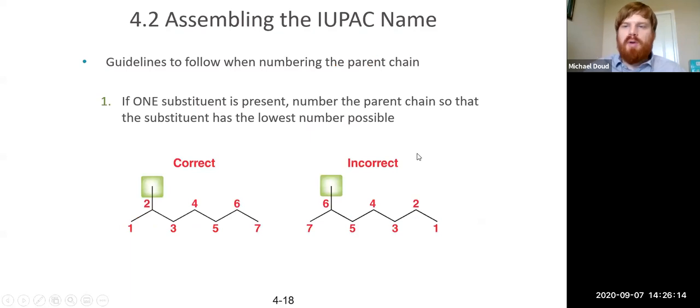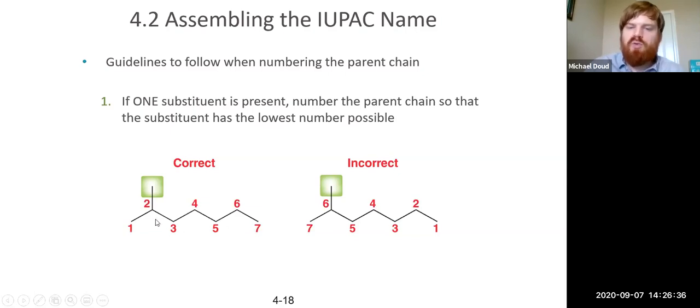So now, how are we going to number it? Well, there's kind of simple ways to number it, and then things that get a little bit more complicated. So let's start with the simplest example first. And this simple example hopefully will make sense. If you only have 1 substituent, you want to number the parent chain so that the substituent is on the lowest number of carbon possible.